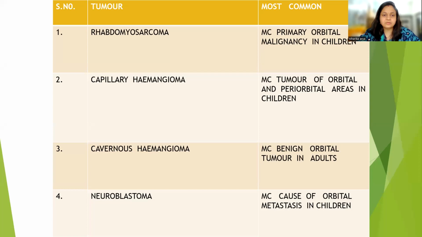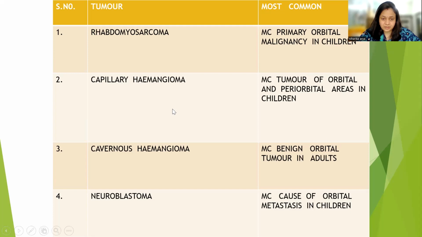These are some of the tumors which I'm not taking in detail, but you must know one or two lines about them. Rhabdomyosarcoma is the most common primary orbital malignancy in children. Capillary hemangioma is the most common tumor of the orbital and periorbital areas in children.